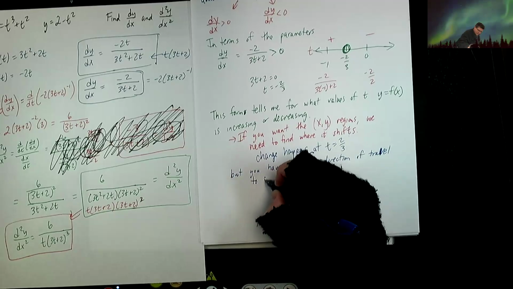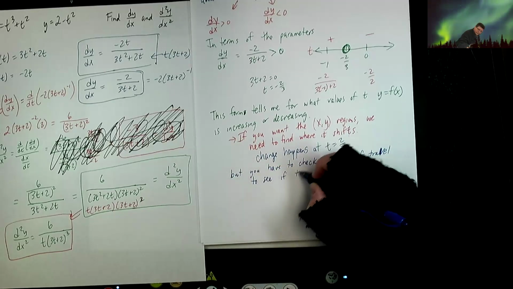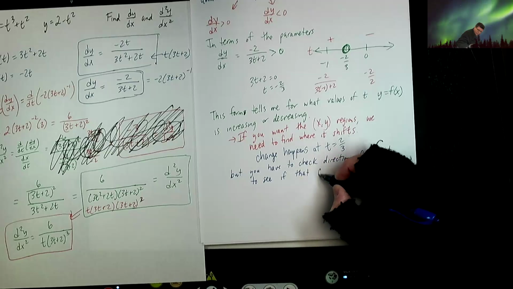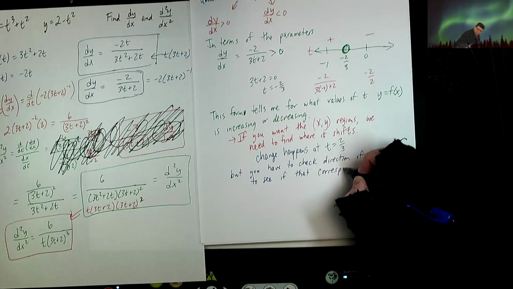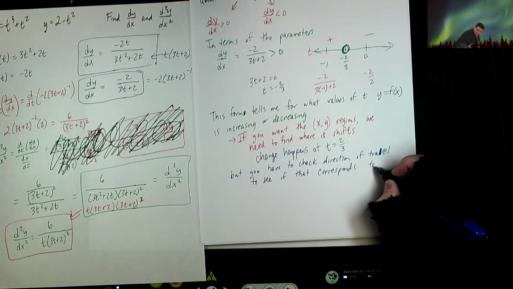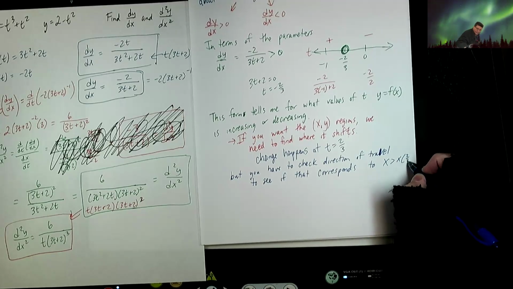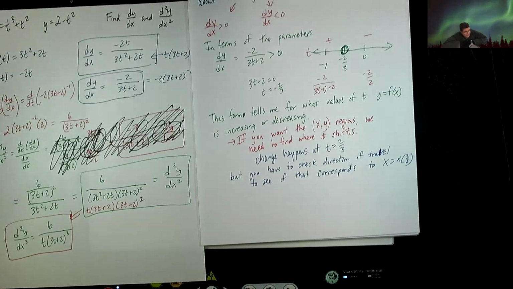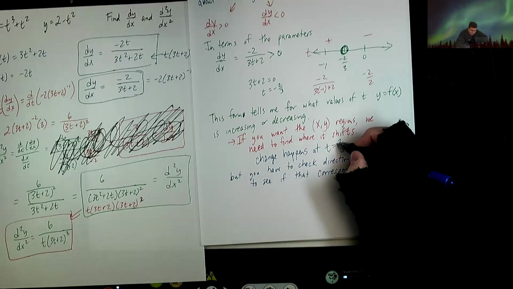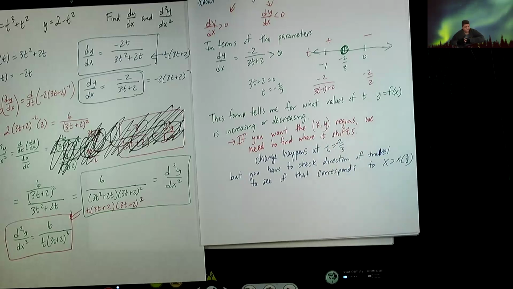To see if that corresponds to x greater than x of 2/3. Like we're saying that it goes negative at t equals, wait, that's negative 2/3. Put a negative in there.